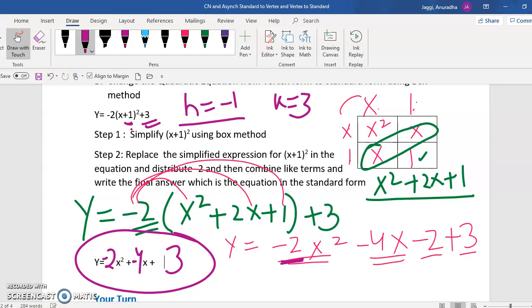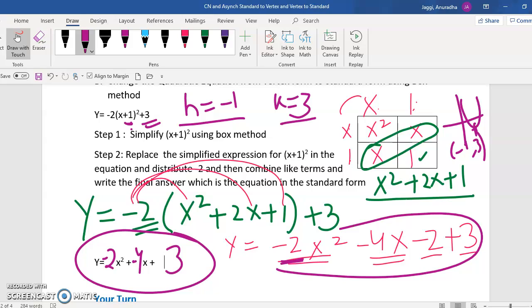So the opposite of inside. So h and k should be, that means the coordinates of the vertex should be (-1, 3). Let's check that with the standard form that we formed. This also should give you the same coordinates of the vertex. So I'm going to put this in Desmos and see whether I get my vertex as (-1, 3), which was there in the vertex form. And if I get that, my answer is right.